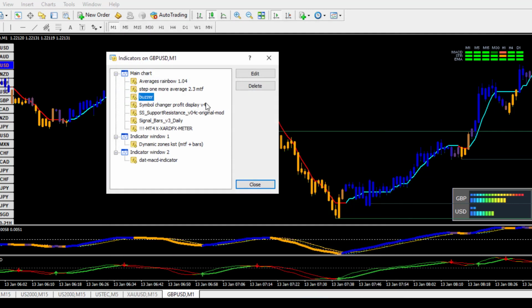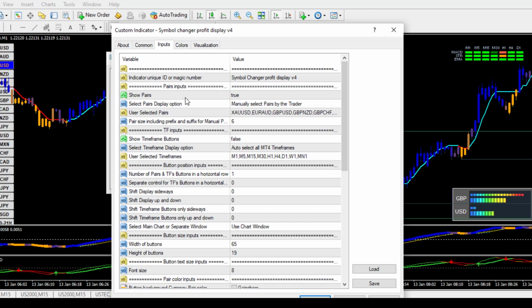And once you are done, just click OK. Then the other indicator is this profitable symbol changer indicator. So you just enter the number of pairs you want to monitor here and the number of the digit. This is just USD, MXN, NSD, CHF.